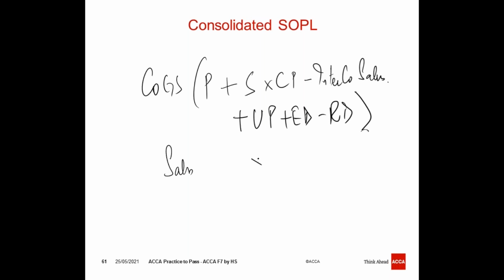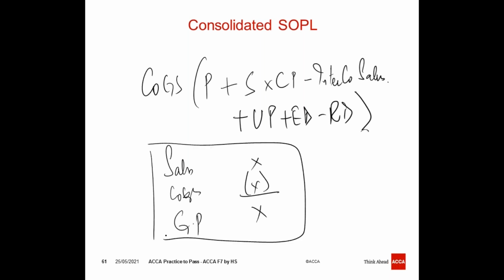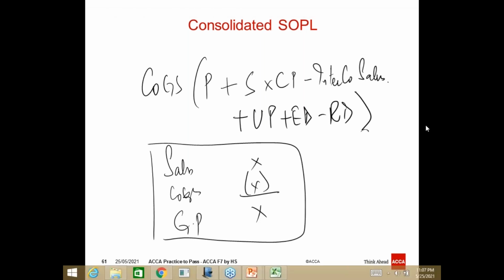So consolidated sales, consolidated cost of goods sold, when we deduct these figures, we get the value of consolidated gross profit. So the most difficult part in the consolidated income statement is to calculate the sales and cost of goods sold. Rest of the items is very simple and easy to understand.